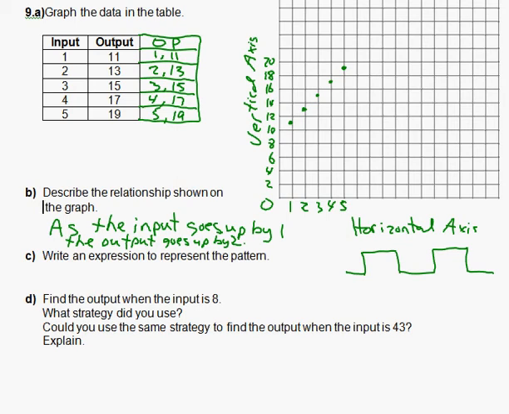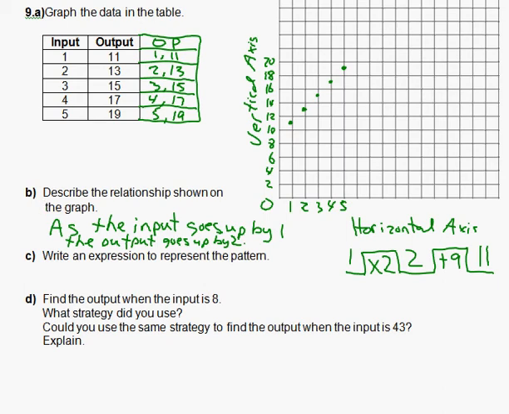Alright, so here, if I'm going to look at the outputs, that might give me a hint. The outputs are going up by 2 each time. So that's probably going to mean that it's a multiply by 2 in the first step. So let's check the first input. The first input is 1. The first output is 11. And now let's run it through the machine. 1 times 2 is 2, and 2 plus 9 is 11.